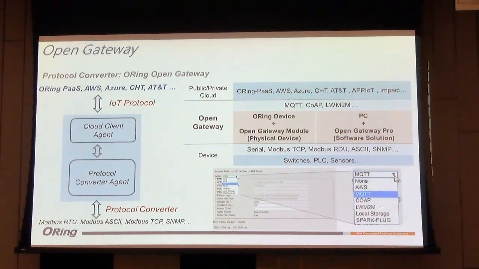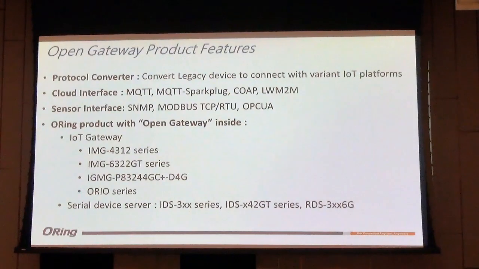So you can see in our device and gateway web UI, you can choose different cloud services like AWS, and use different functions for communication with the different cloud services. So next is the open gateway feature. This can convert legacy devices to connect with the IoT platform.